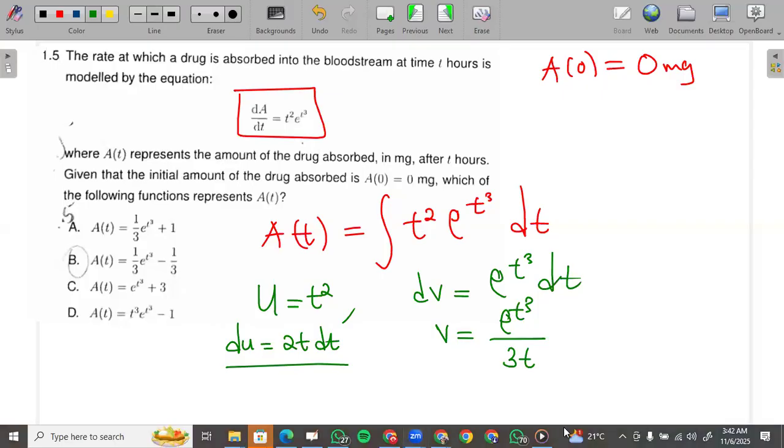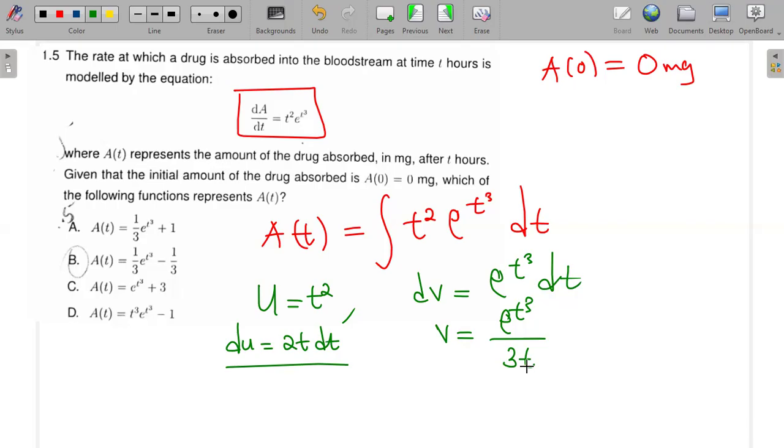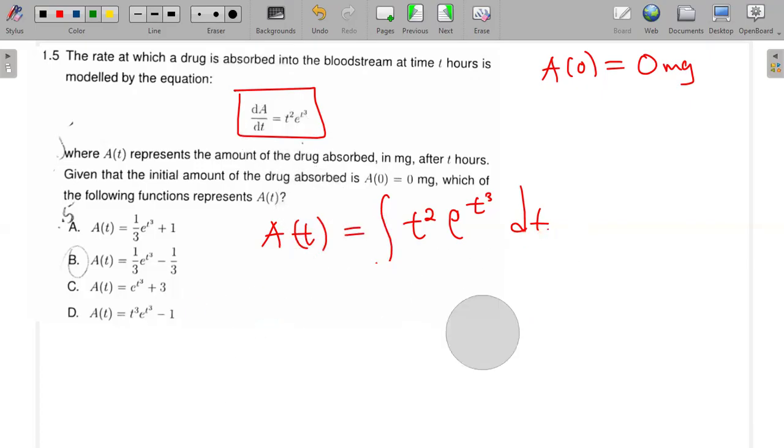So wait a minute. I was trying to use this method for integration by parts, but I think this method won't work here. So let's use another method. Let's try substitution, because by parts it's looking like it won't work here.